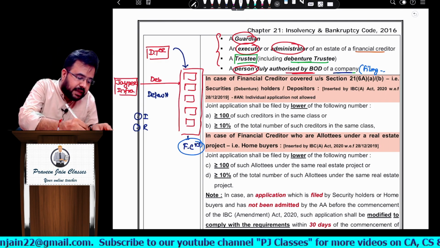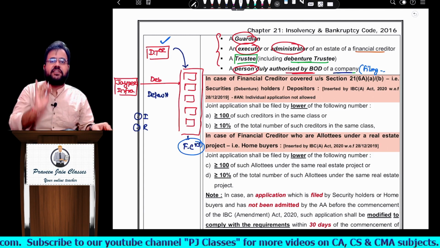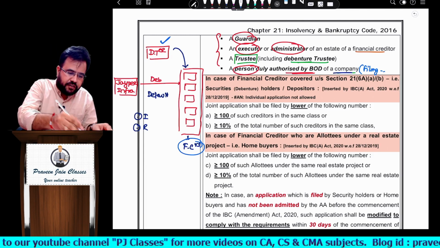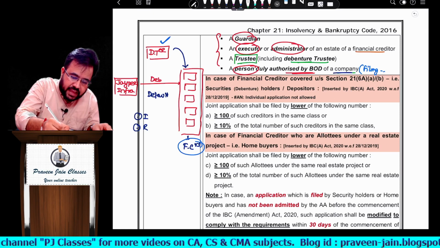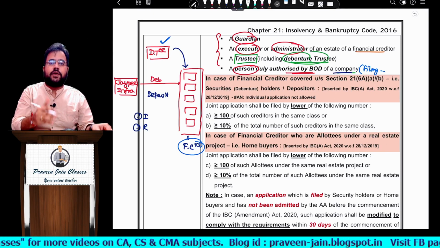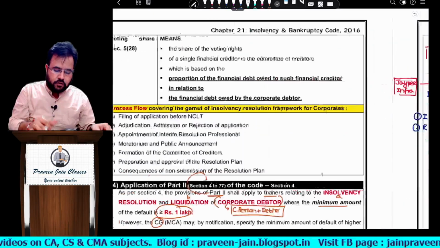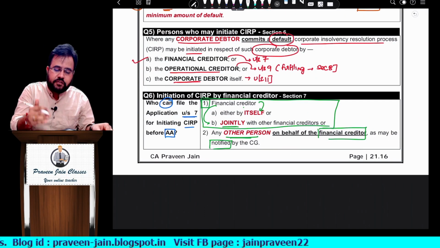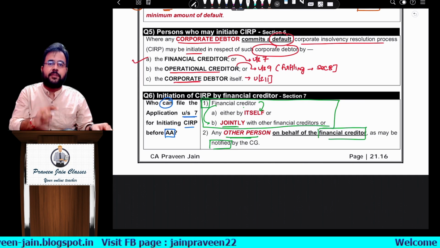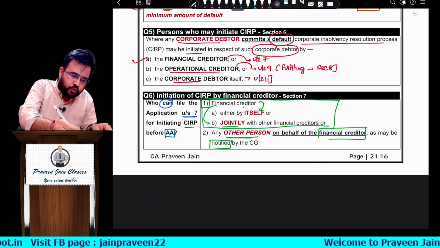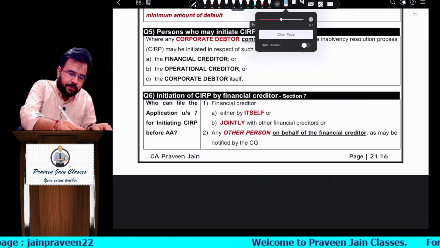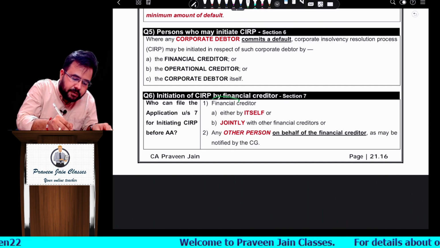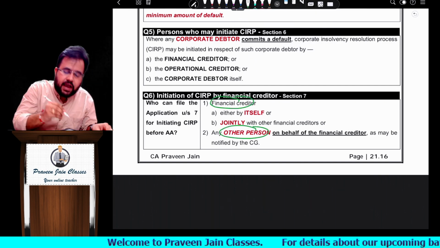But here, can debenture trustee file an application? Answer is yes, sir. So debenture trustee can also file an application. Look, a trustee including debenture trustee. Okay, so he can also file an application. So these are all examples of whom, sir, other persons on behalf of the financial creditors who are notified by central government can file an application. So today, if somebody asks you who are the people who can file an application, my answer will be financial creditor. My answer will be other person.